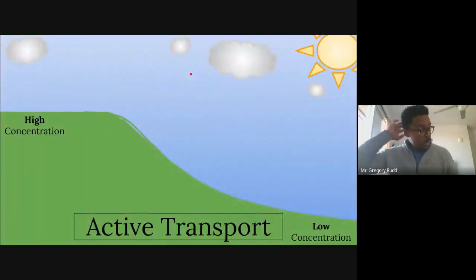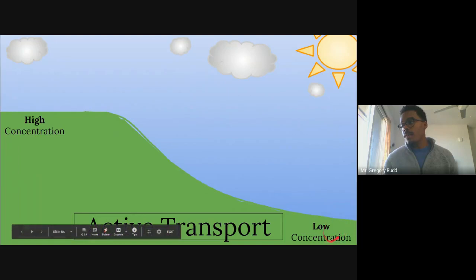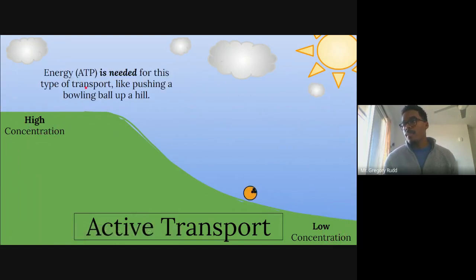Okay, so same situation here. We've got a hill. This time we're talking about active transport. There's a region of low concentration at the bottom of the hill and a region of high concentration at the top of the hill. Because this is active transport, this would be like pushing the ball up the hill from the region of low to the region of high. In order to do that, we're going to require a lot of energy. So it's not going to be nearly as easy to get this ball up the hill as it would be to get it back down the hill.